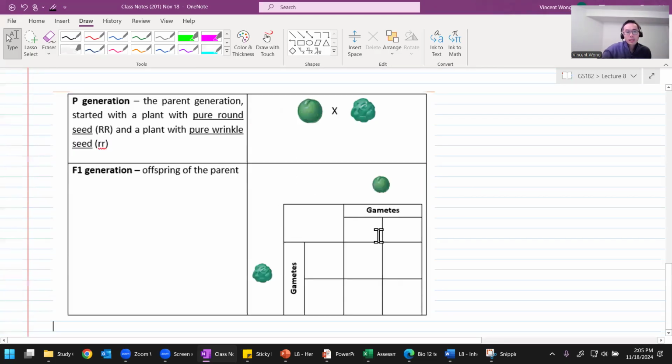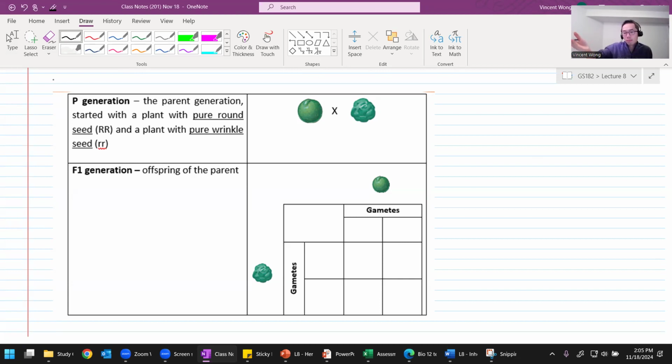All right. So this is one of his experiments. The first generation that we start observing is called the P generation, the parent generation, right? So he started studying one trait at a time, because it's really hard to keep track of everything all at once.